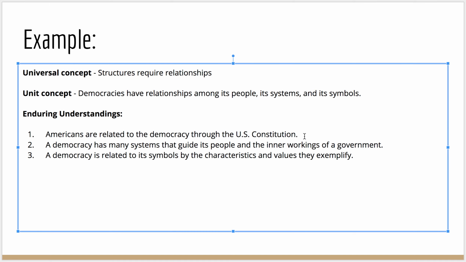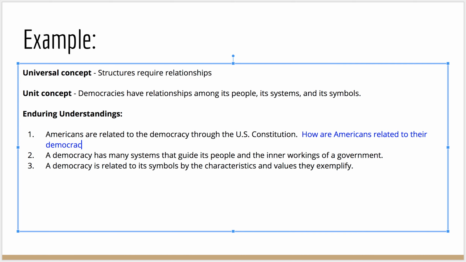Americans are related to the democracy through the U.S. Constitution. How are Americans related to their democracy through the U.S. Constitution? So what did I do here? I literally just put a question stem at the front. I encourage you to use this thinking as you go throughout the creation of your own essential questions, because it's going to get you comfortable in thinking about bold statement, big question, and they're going to be really interchangeable.